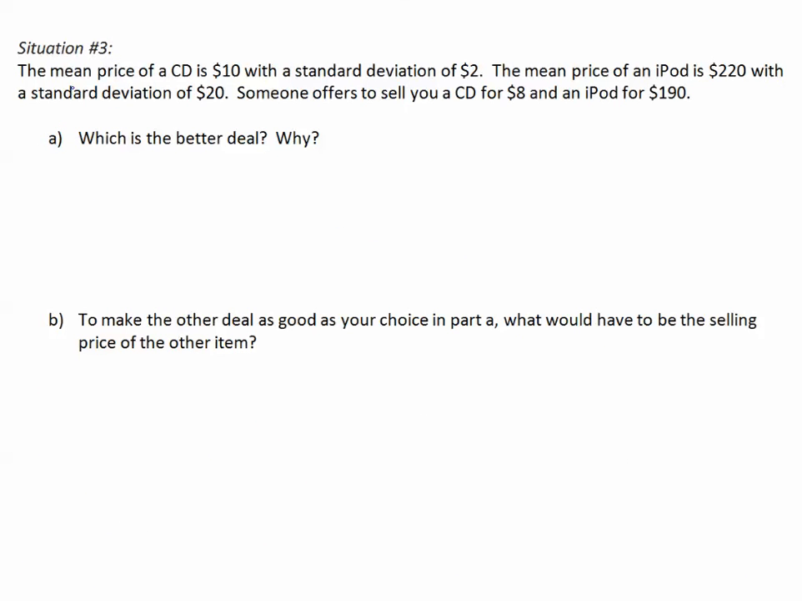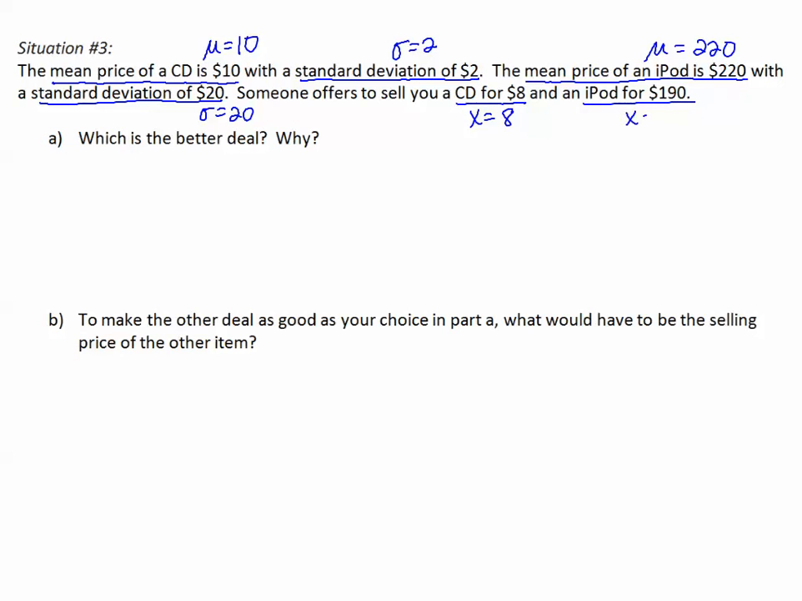Situation number 3. The mean price of a CD is $10, so mu equals 10, with a standard deviation of $2. The mean price of an iPod is $220, with a standard deviation of $20. Someone offers to sell you a CD for $8 and an iPod for $190. Which is the better deal? Why? So again, let's find the z-scores.